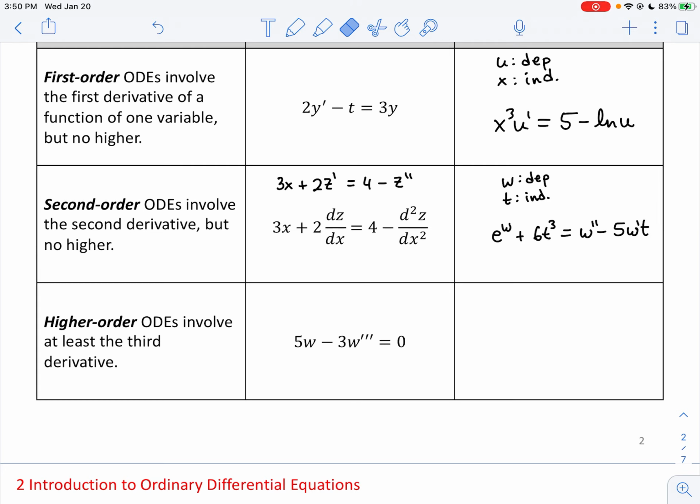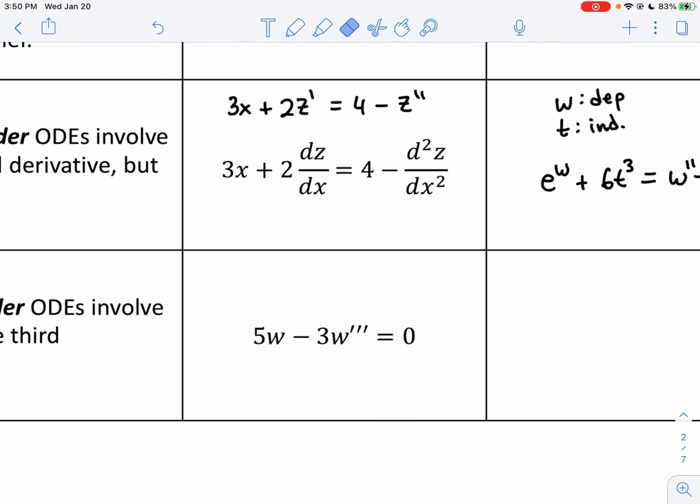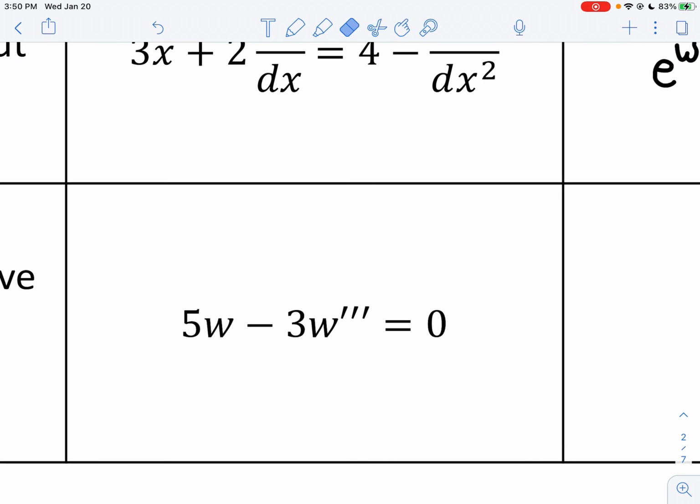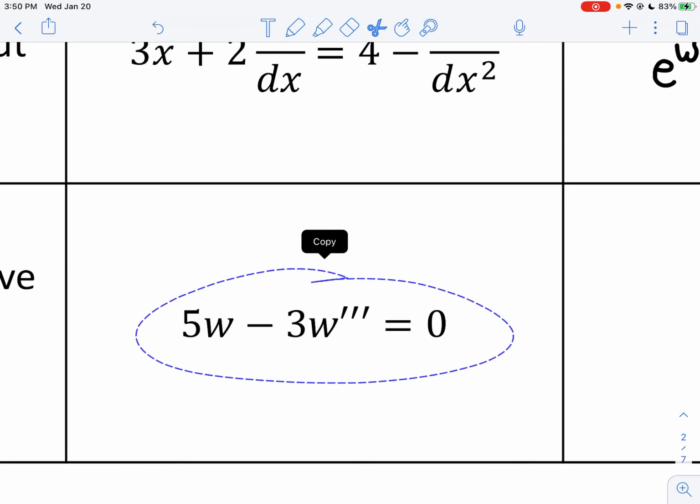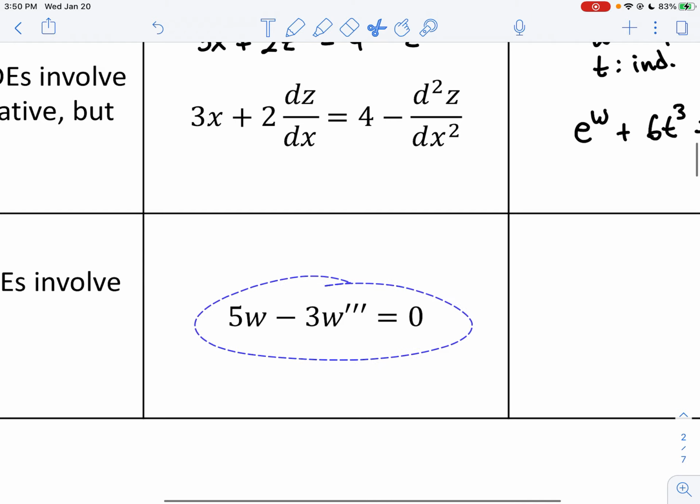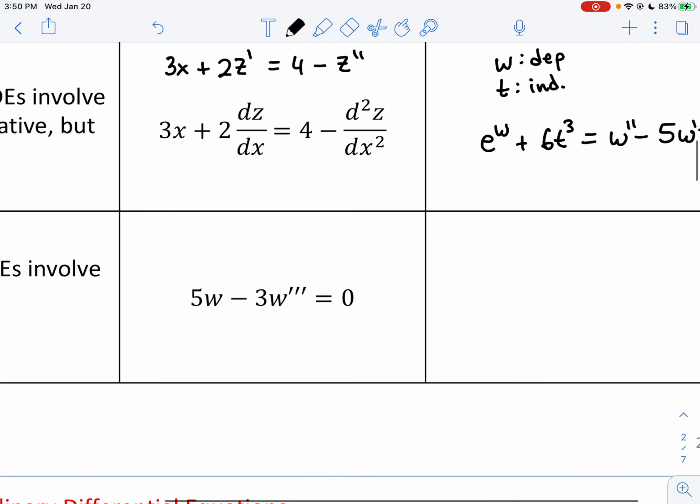And then, of course, higher order differential equations involve at least the third derivative. So here's one involving w. Notice I don't see a second variable here. There's another letter. So we can just assume that the independent variable is whatever we want. We can say it's x, we can say it's t. Usually we'll use x or t for independent. But the differential equation doesn't have to have both letters.